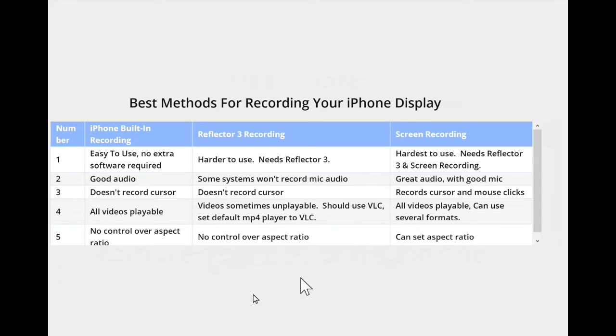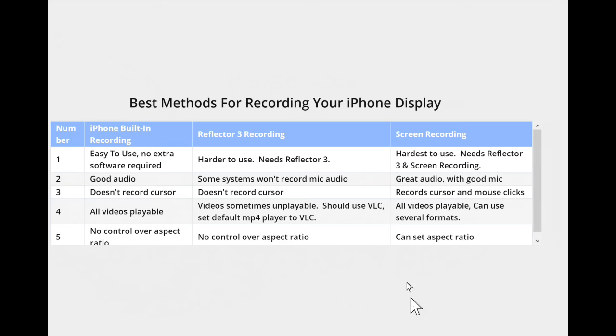Now in terms of choosing which one to use, if you want a method that's very easy to use and don't need to record the cursor, choose the iPhone built-in recording feature. It doesn't require any extra software. Choose Reflector 3's record function if it will record audio on your system and if you don't need to record the cursor. It's fairly easy to use, and you can record good audio with a computer mic. Be wary though, I occasionally have to re-record unplayable videos.